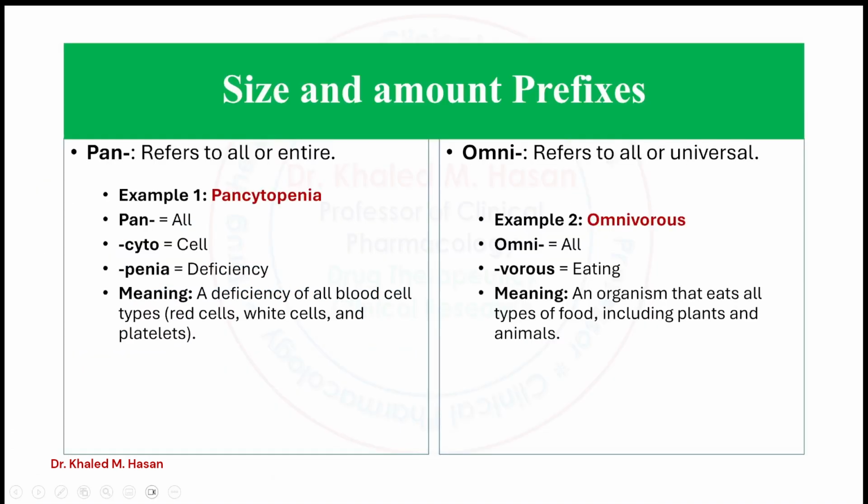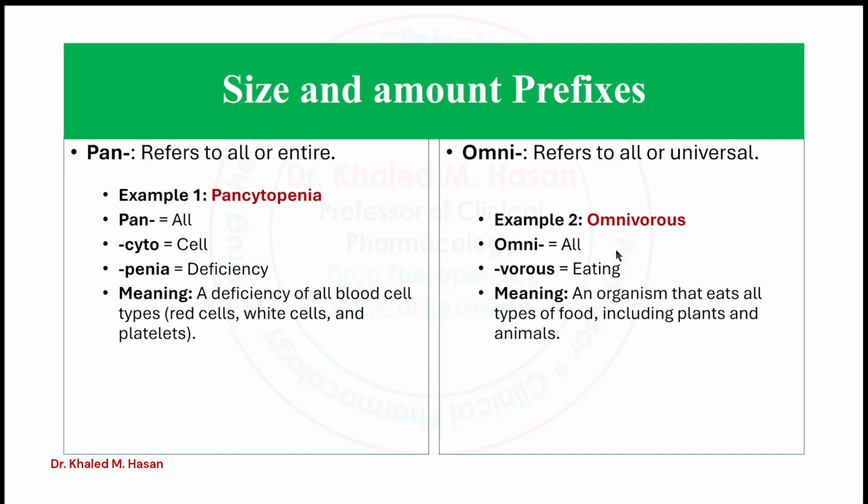Okay, moving to the next medical terminology, we have pan, refer to all or entire, and here the example, pancytopenia. Pan mean all, cyto mean cells, penia here we refer to the deficiency, and the meaning for pancytopenia refer to the deficiency of all blood cells type: red blood cells, white blood cells, and platelet.